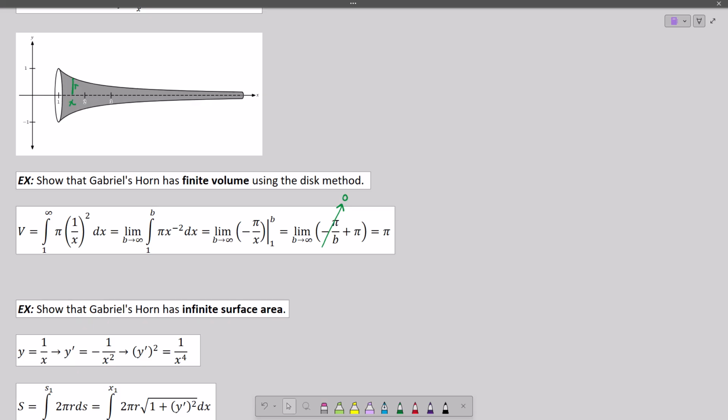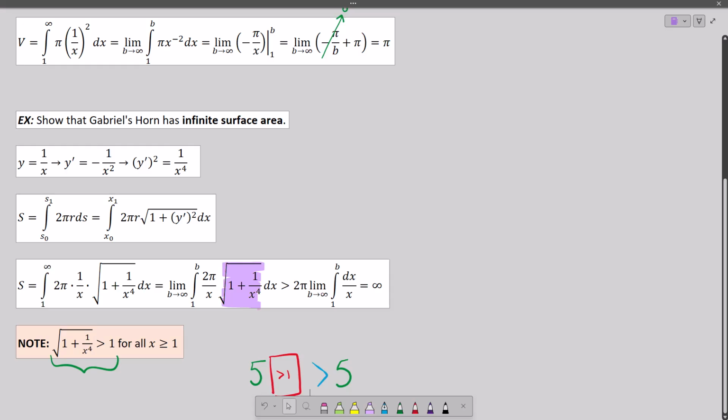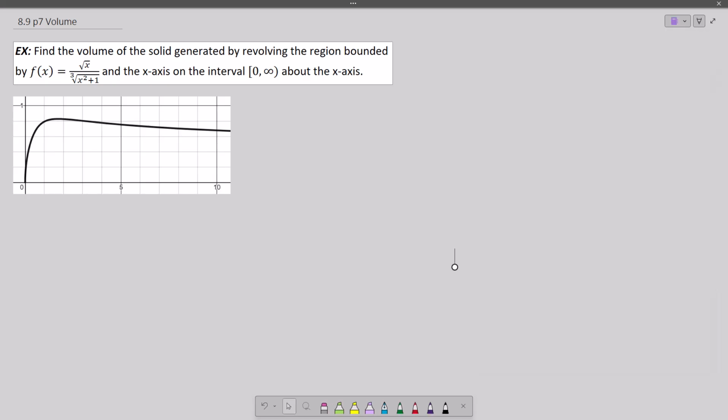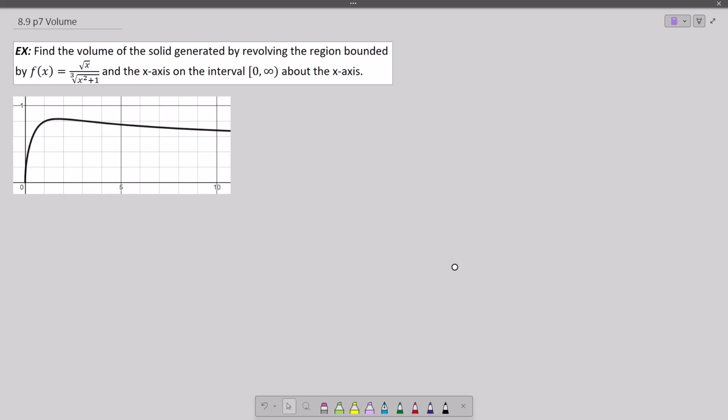So we want to think about how we resolve Gabriel's paradox. Finite volume, infinite surface area. Think about that for Thursday. We'll talk on Thursday about how you can resolve that paradox. Hopefully it won't give you a headache. All right, so let's do just a regular old one that doesn't take as much thinking.